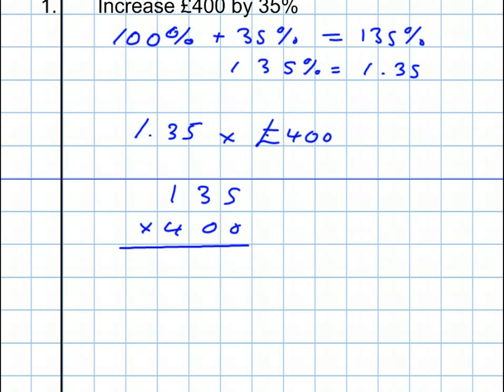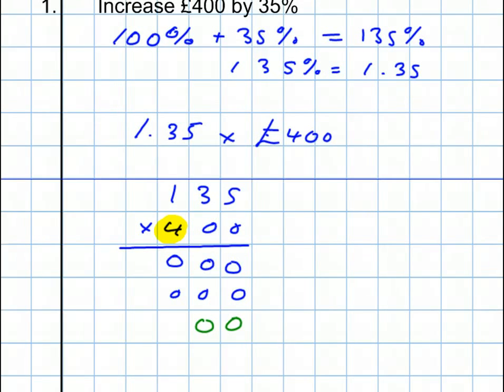Right, 0 times 5 is 0, 0 times 3 is 0, 0 times 1 is 0. Now I'm going to multiply by this 0, it's in the tens column. When you're multiplying by 0, you don't bother. So really it all hinges on this. What's 400 times 135? The 4 is in the hundreds column, so I add 2 zeros.